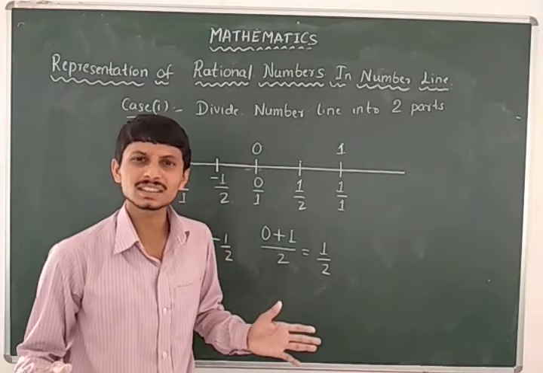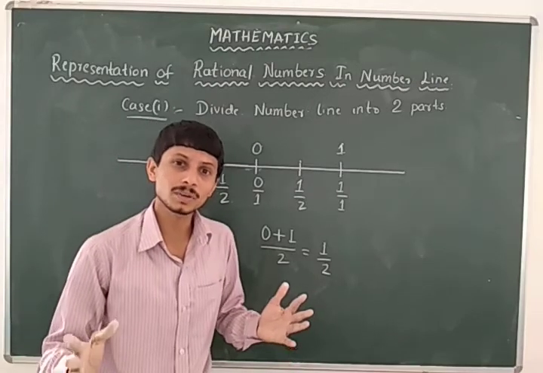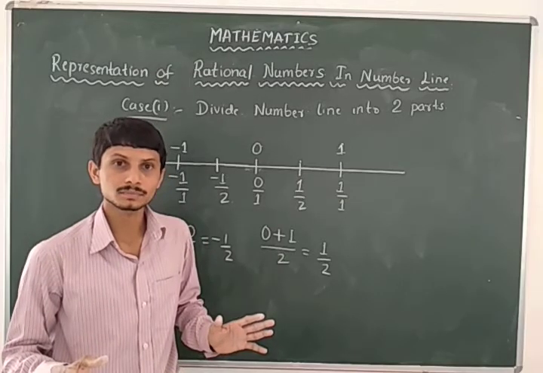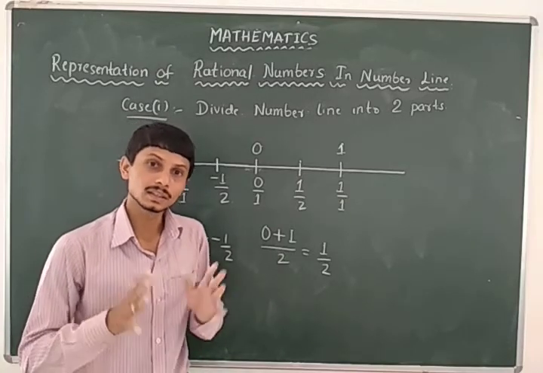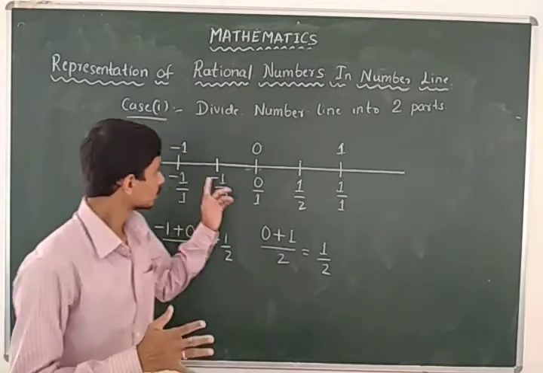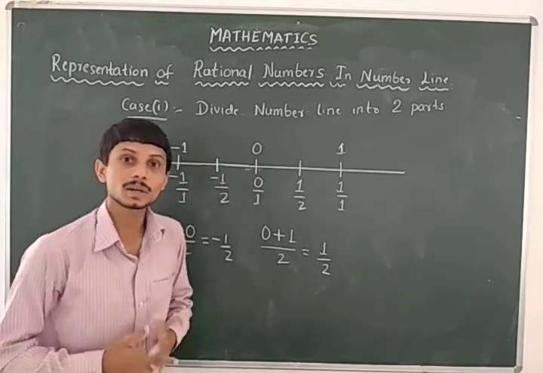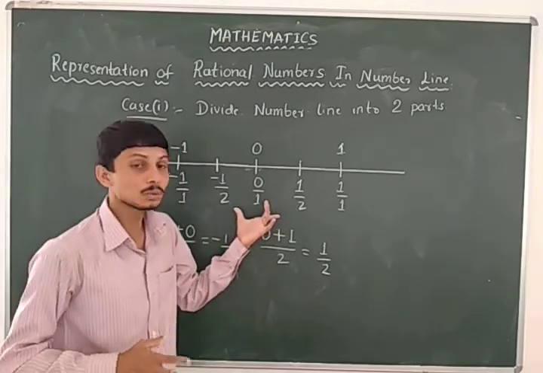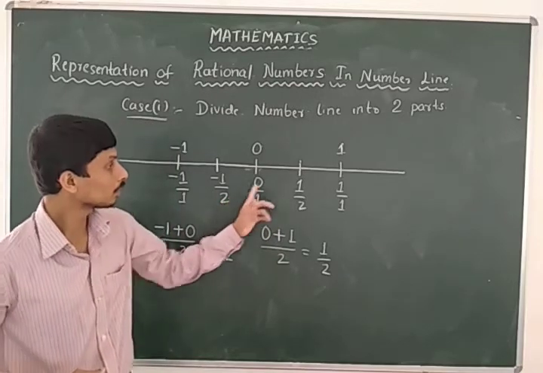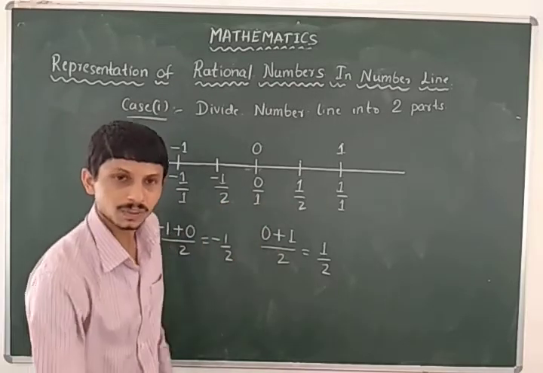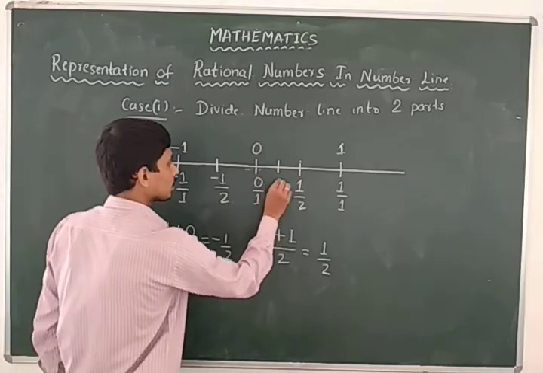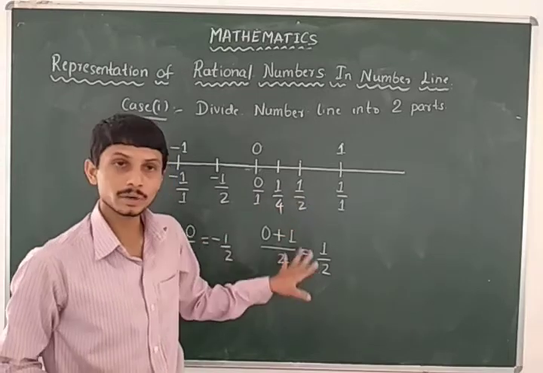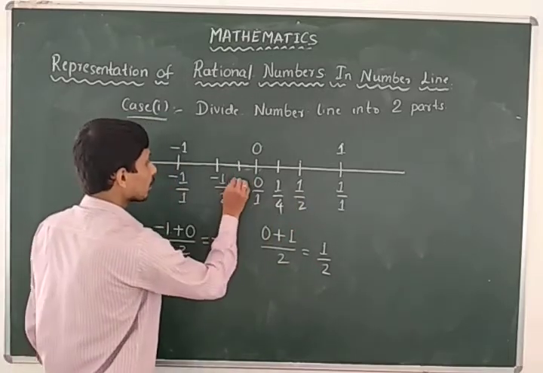There are many such numbers. We have infinitely many rational numbers, and we can represent them between any two rational numbers. While representing, we divide those two numbers and represent some of the rational numbers. Here we again get two rational numbers, minus 1 by 2 and 1 by 2. Further, we get 1 by 4 here. How do we get it? 0 plus 1 by 2 divided by 2, that means 1 by 4. Here we can get minus 1 by 4.